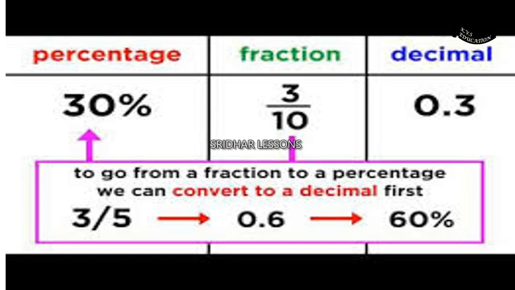Next, see this one, the percentage, the fraction as well as the decimal. 30% can be written in terms of fraction as 3 by 10, as well as the decimal 0.3. So to go from a fraction to a percentage, we can convert to a decimal first. 3 by 5 can be made as 0.6 and it will become 60%. See these basics very carefully, my dear students.